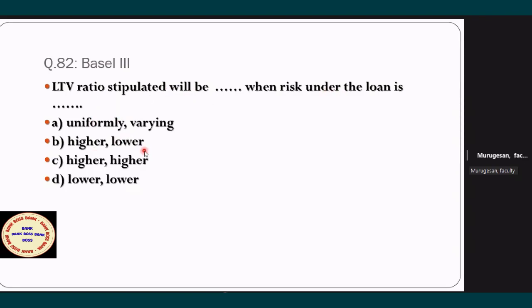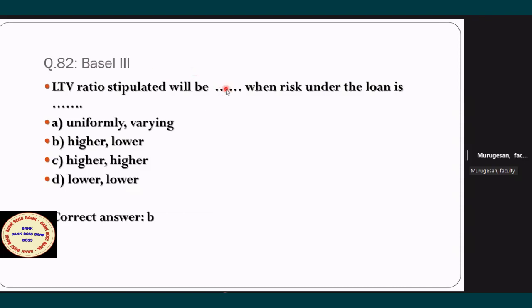Understood? Option B is the correct answer. LTV stipulated, LTV means what? How much loan. LTV stipulated higher means margin is lower. Immediately remember, margin is lower. That's the opposite meaning.